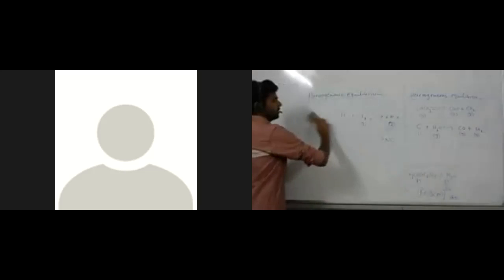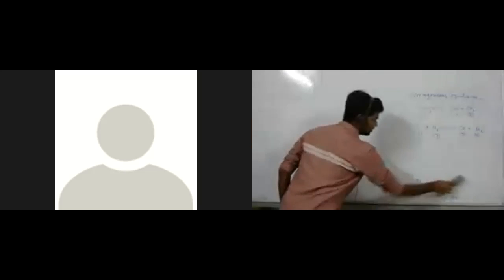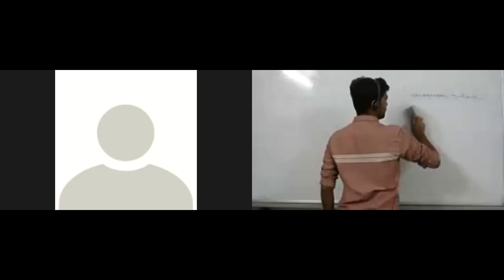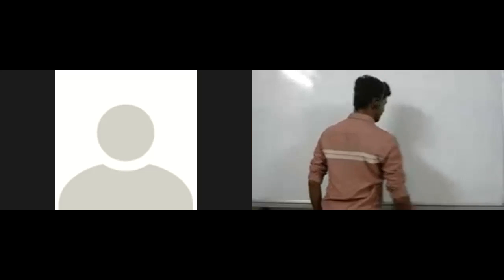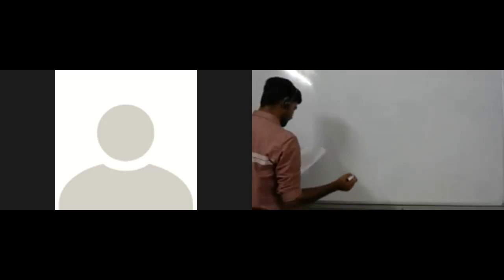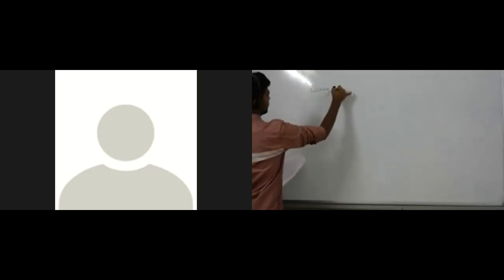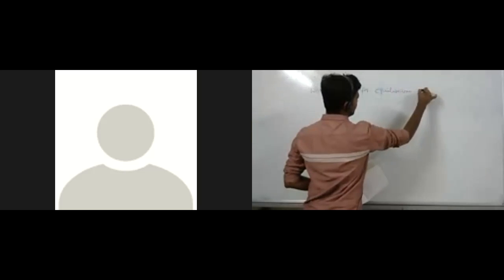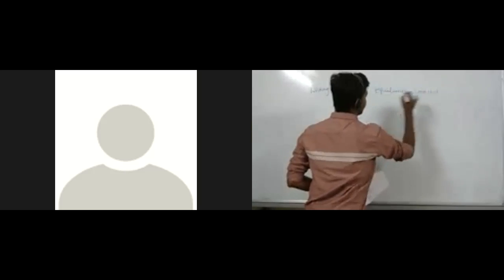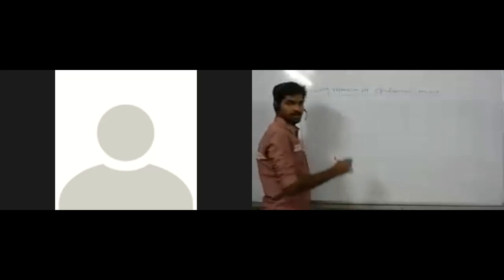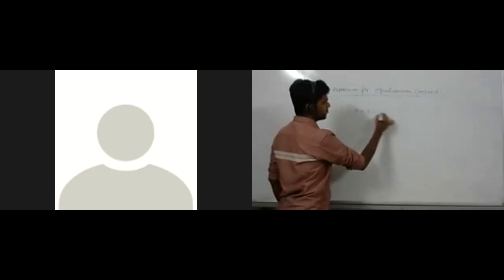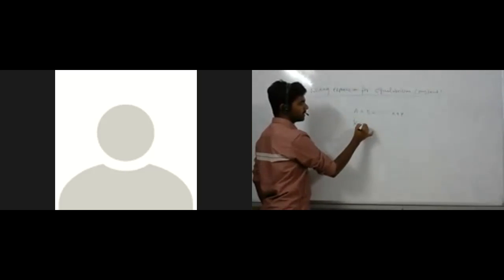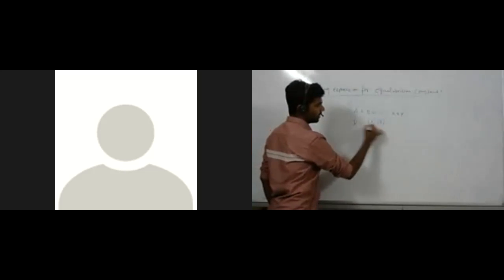Next, writing the expression for the equilibrium constant. This is also more important for 1 mark. See, suppose the reaction is A plus B gives rise to X plus Y. How do we write the equilibrium constant? K is equal to the active mass of X times the active mass of Y divided by the active mass of A times the active mass of B. So this is the way to write the equilibrium constant.